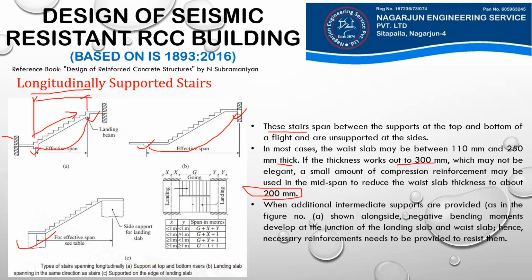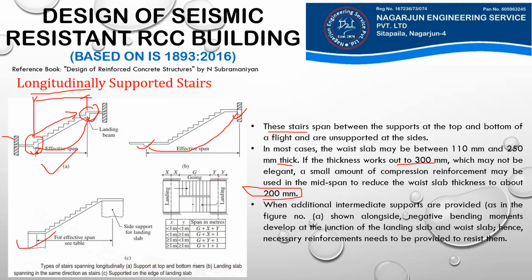So when additional intermediate supports are provided, as in figure A here, negative bending moments develop at the junction of the landing slab and waist slab. That means if our support is provided in this manner, at the junction of this landing slab and this waist slab, negative bending moments arise. Hence, reinforcement has to be provided to resist negative moments developed here. And we will see the detailing later in this lecture itself about the reinforcement required in these areas to resist negative bending moment.